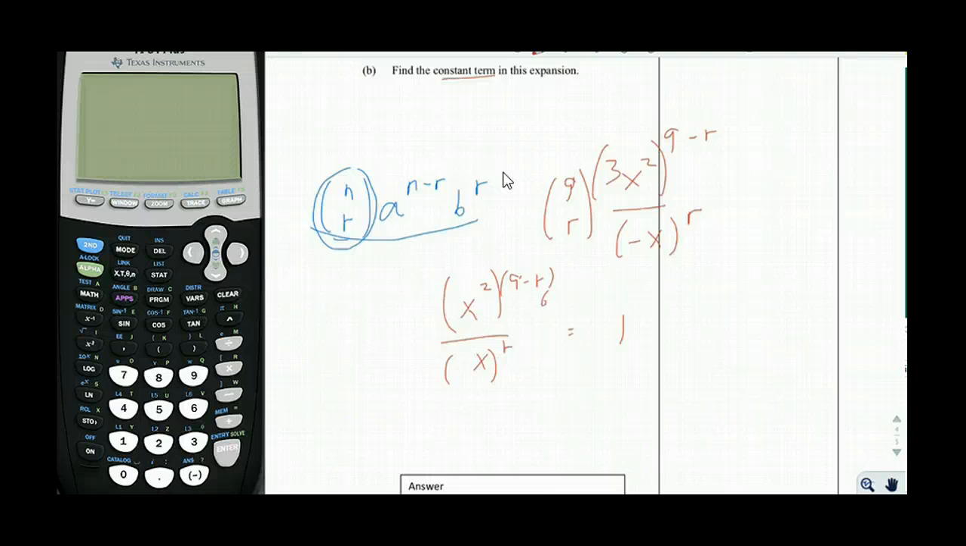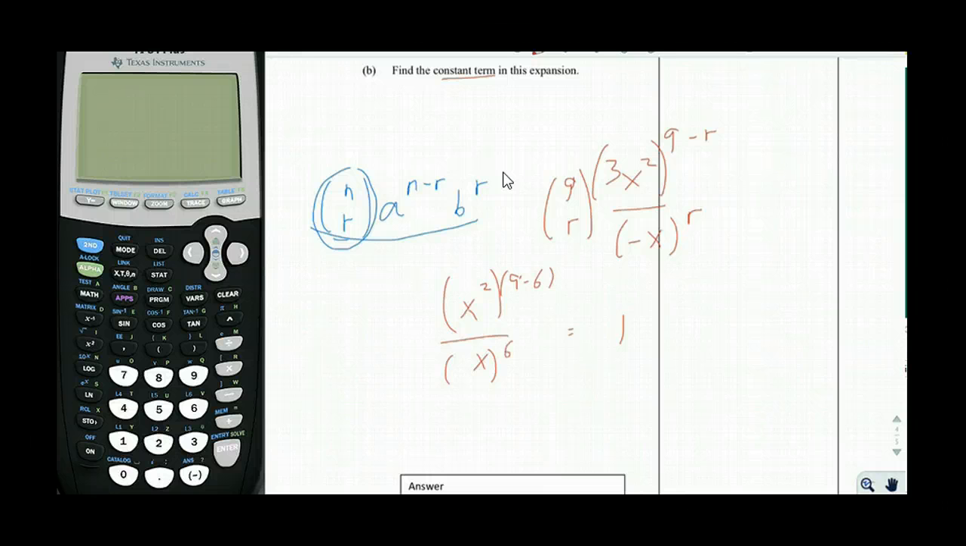So what if we made r equals 6? If r equals 6, that would be x squared to the 9 minus 6th, which is 3rd, x squared to the 3rd, divided by x to the 6th. Hey, x squared to the 3rd is equal to x to the 6th. So that looks like it works out. So we already know that r is 6.